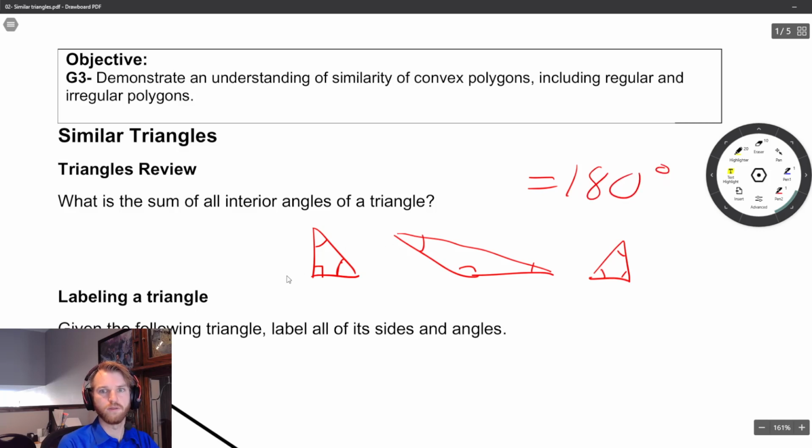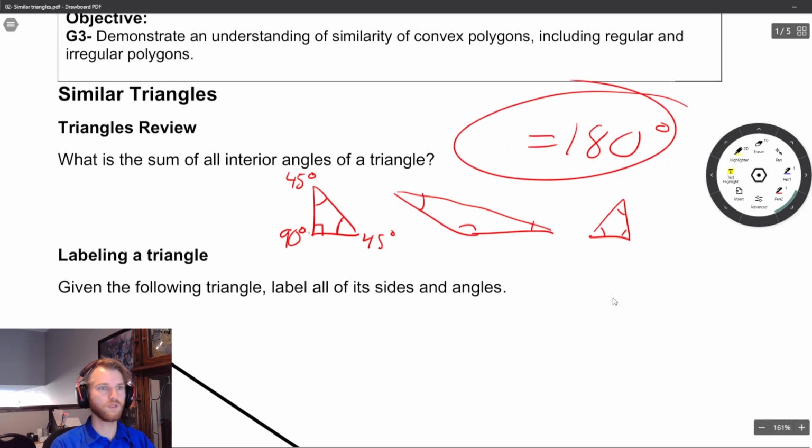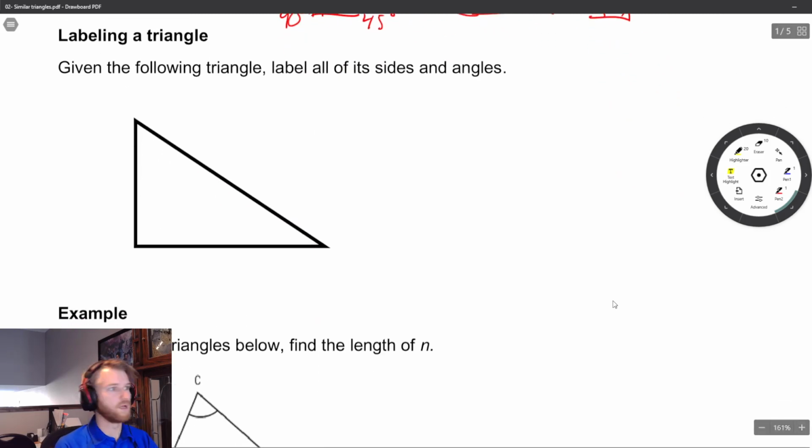Okay, in this case, let's say this one looks like it's a right angle, that's 90 degrees. This one looks like it's about 45 degrees, and this one's about 45 degrees. These three numbers added together will add up to 180. Doesn't matter what triangle it is, the three angles on the inside of a triangle always add up to 180 degrees. Now, that'll become important in just a minute.